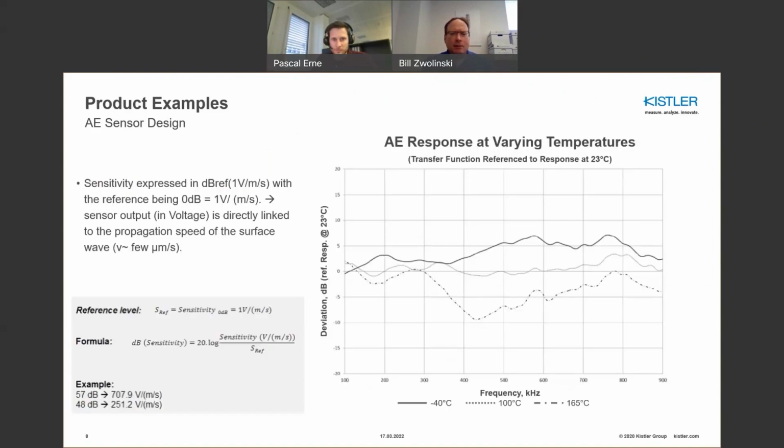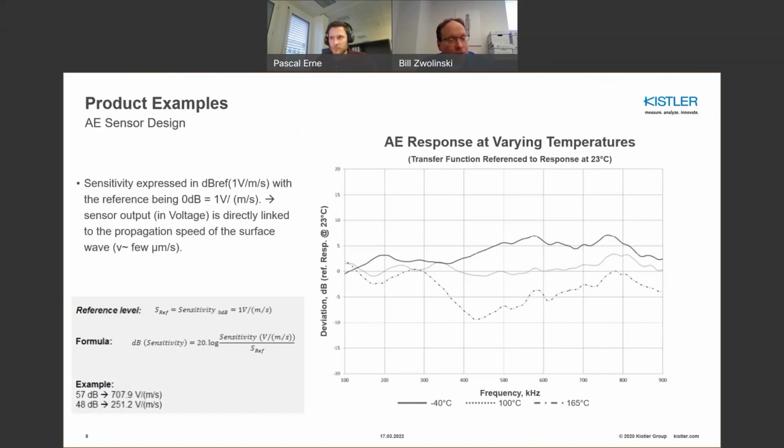So I talked a little about the background here. Well, there's the calculation I'm giving you for computing the reference sensitivity in dB or in volts per meter per second. You can see that the sensitivity reference is actually 1 volt per meter per second. And the actual formula is the sensitivity of the sensor divided by the reference sensitivity.